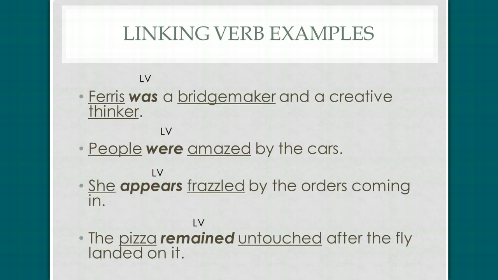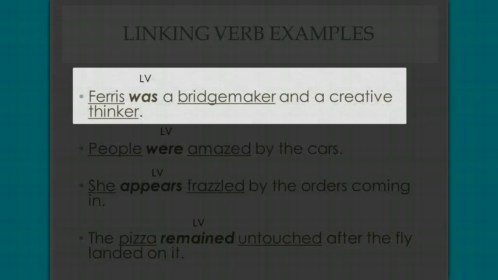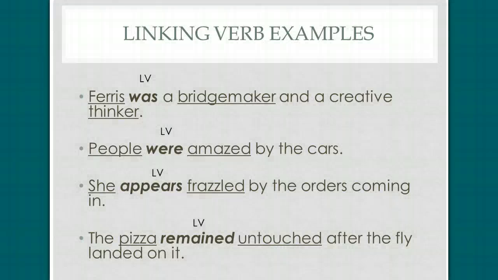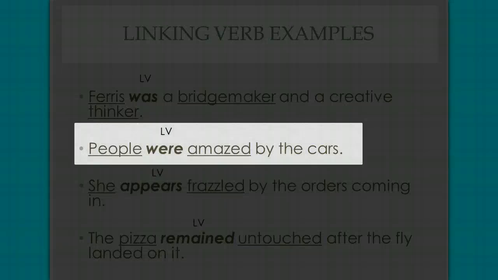Here are 4 example sentences that use linking verbs. In the first sentence, Ferris was a bridge maker and a creative thinker. The linking verb is links the subject Ferris with 2 subject complements, bridge maker and thinker. The linking verb were links the subject people with the subject complement amazed in the second sentence. People were amazed by the cars.